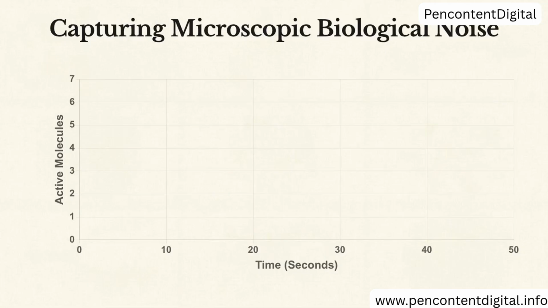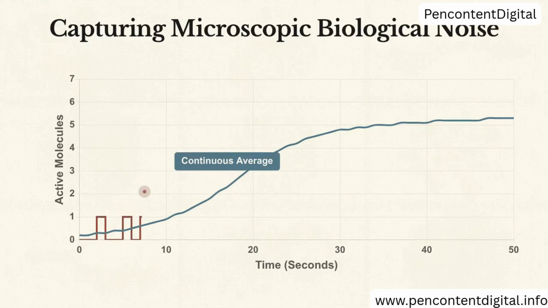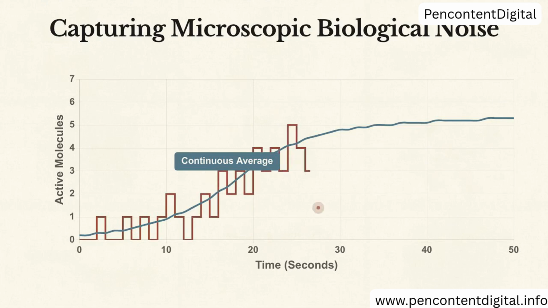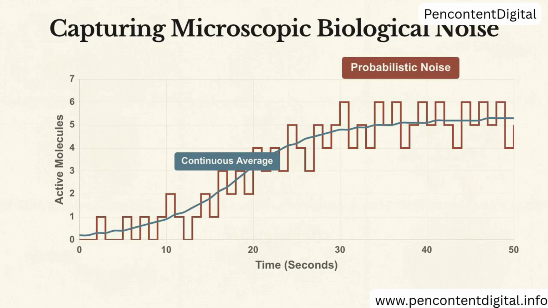That is why COPASI provides a second engine, shown by the graph here on the right, stochastic simulation. This is essential for modeling systems like gene regulation, where the molecule counts are extremely low. Instead of computing a clean average, the stochastic engine accounts for probabilistic noise, generating a jagged line that reflects the random microscopic fluctuations occurring inside a real cell.